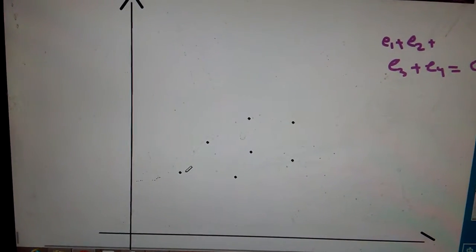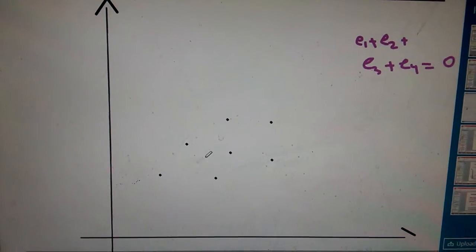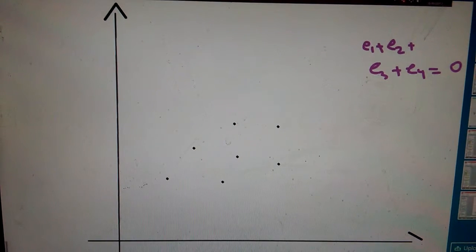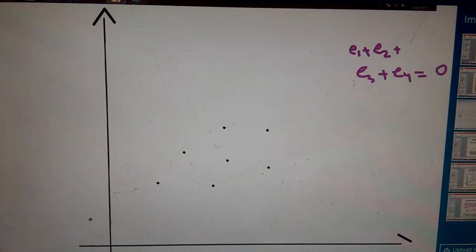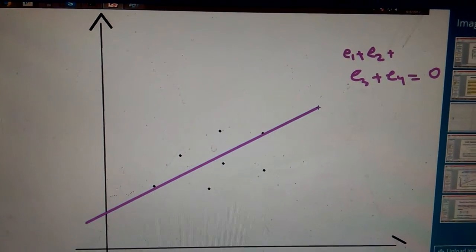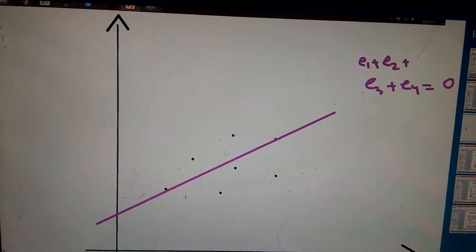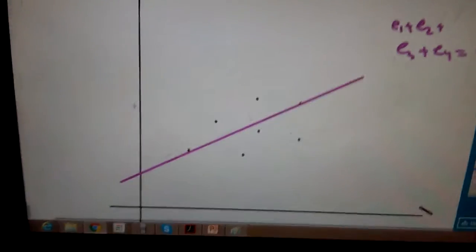So let me assign a best fit line on my own analysis. Let me draw the best fit line. Then we are able to understand the concept of least square. This is the best fit line. Two points are lying on it and the remaining ones are very close to it.